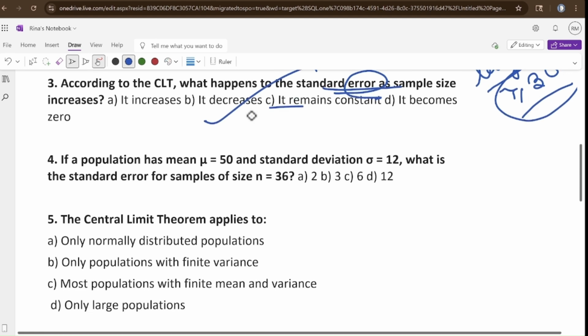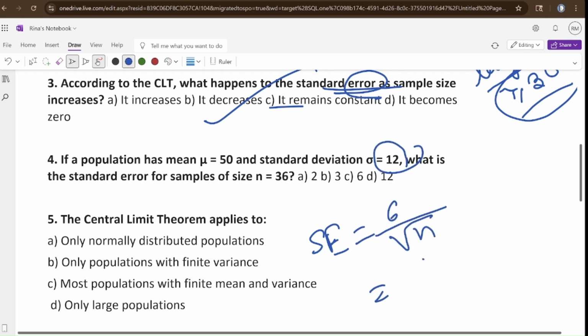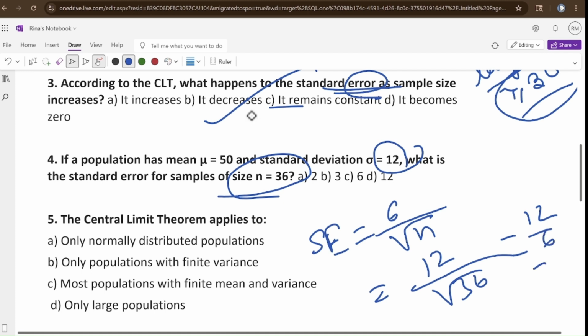Okay. Now, if a population has mean equal to 50 and standard deviation equal to 12, what is the standard error? See, the formula for standard error is sigma divided by root n. Standard deviation here is 12, divided by root of n, where n is the sample size, so root 36. So 12 divided by 6 equals 2.